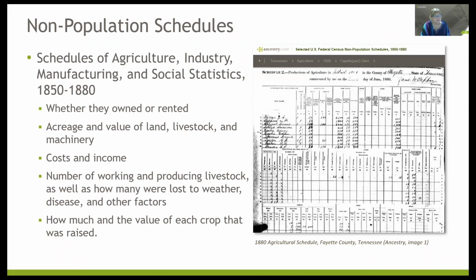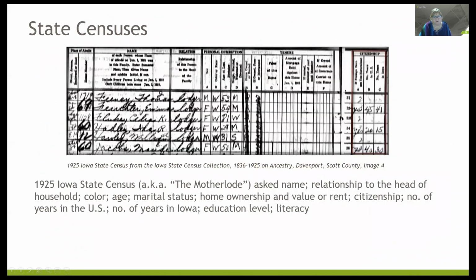So this is part of the story, and it's also kind of interesting just to see what your ancestor grew, what kind of livestock they had. So something cool to look at. And the industry and manufacturing schedules are very similar, so you can pretty much use the same methodology.